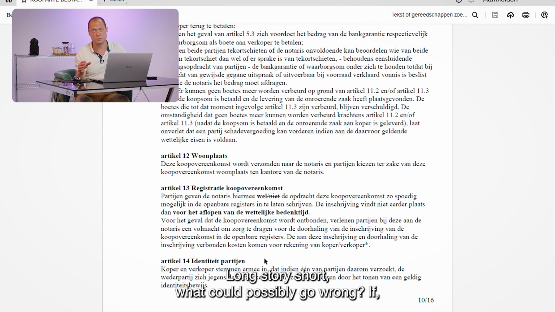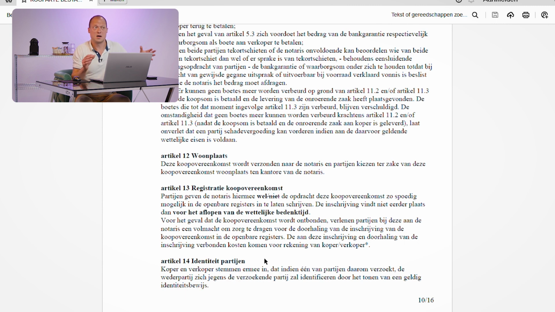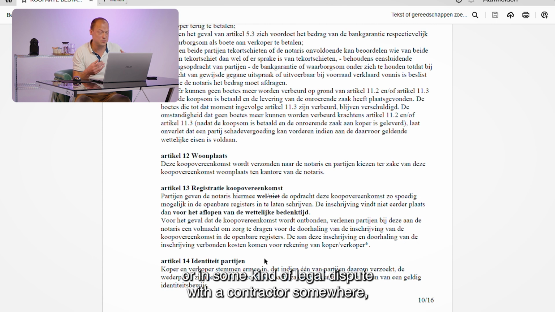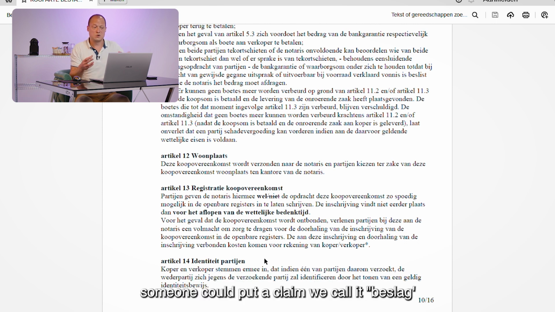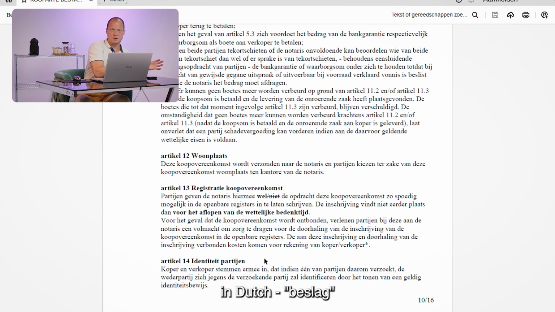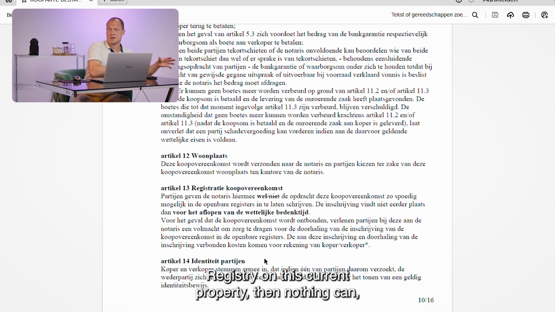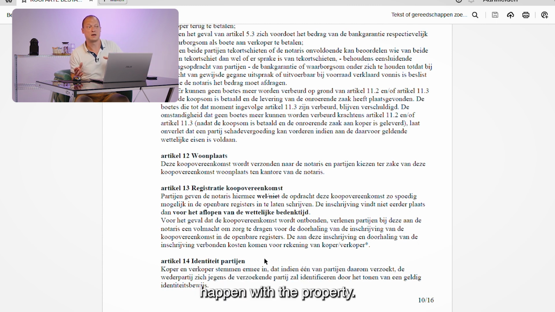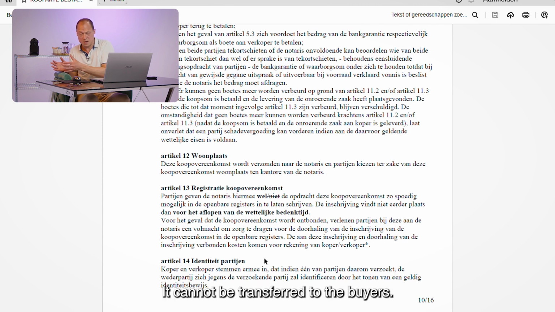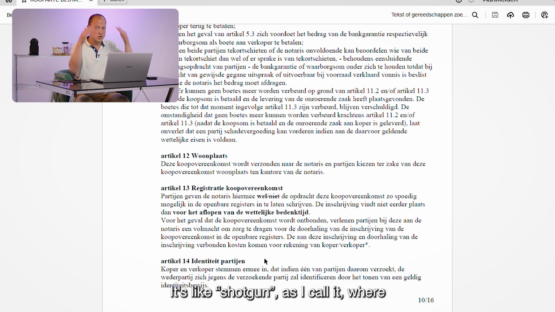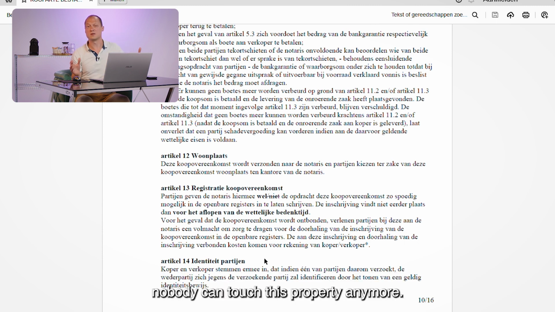What could possibly go wrong if, for example, sellers have gambling problems or have debt collectors chasing them or are in some kind of legal dispute with a contractor somewhere? Someone could put a claim, we call it beslag in Dutch, on their current property. If there's a beslag in the Dutch Land Registry on this current property, then nothing can happen with the property. It cannot be transferred to the buyers. So as a buyer, you can register this purchase agreement and it gives you protection. It's like shotgun, as I call it, where nobody can touch this property anymore.